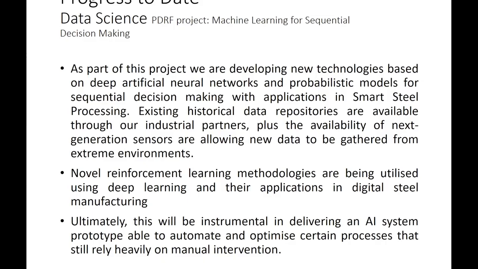We're looking at novel reinforcement learning methodologies as well, and we're hoping this will be instrumental in delivering an AI system that's able to automate and optimize certain processes that currently, especially in the steel industry, rely heavily on manual intervention.